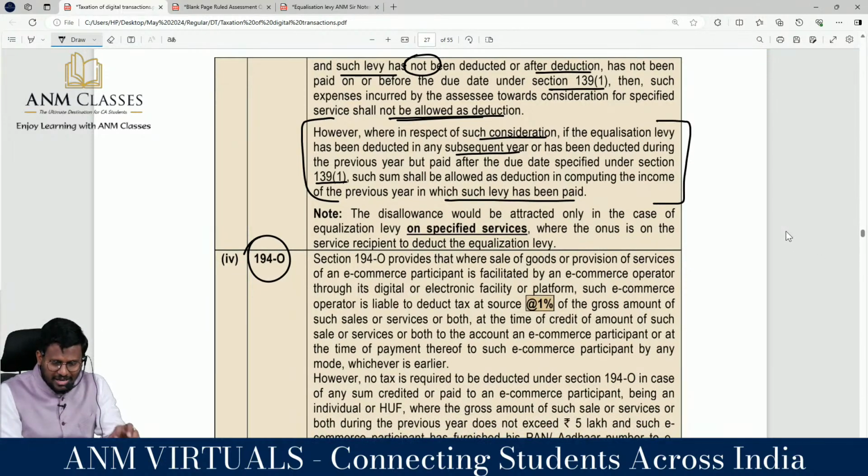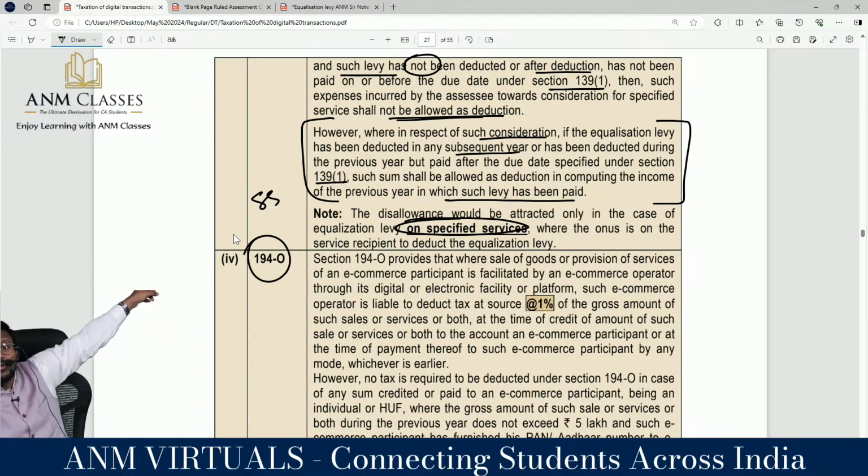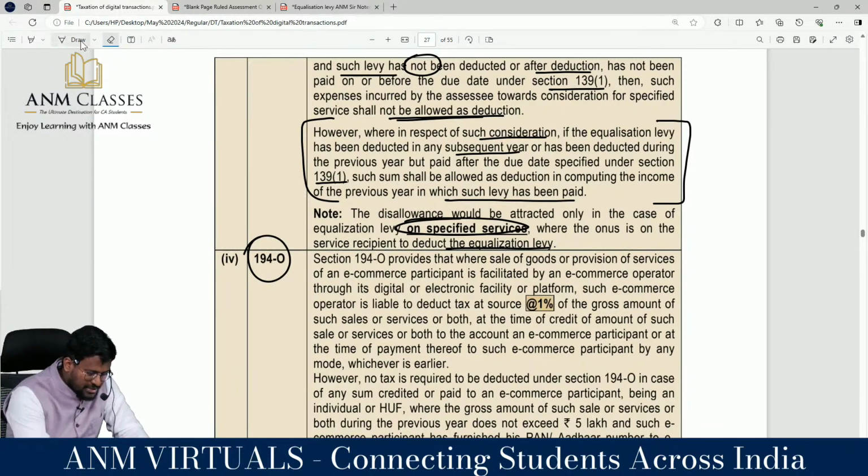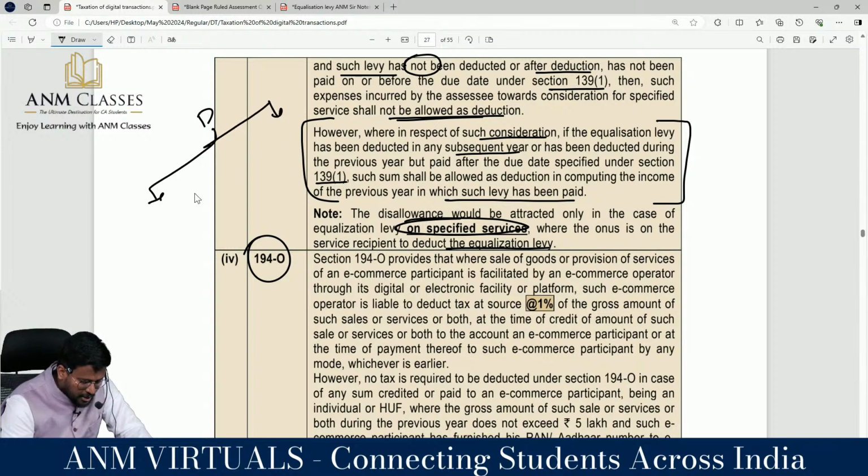Note, the disallowance will be attracted only in case of equalization levy on what services? That is specified services. Because who is the person liable to pay equalization levy? Because you want to debit that item, correct? Where the onus is on the service recipient to deduct the equalization levy, right? So disallowance is classified into two categories. Number one, specified services, and number two, e-commerce operator. For specified services, disallowance will be applicable. For e-commerce operator, disallowance not applicable.